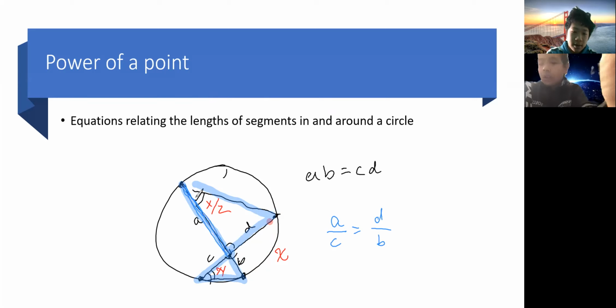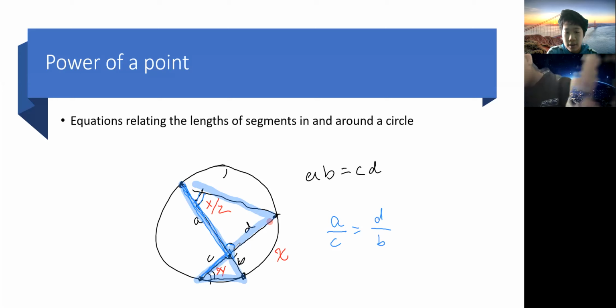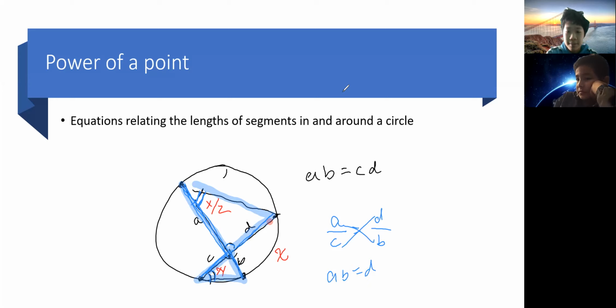A is the side of the big triangle that's between these two angles we call congruent. C is also that angle. D is the one that's opposite this angle. B is the one that's opposite this angle. So basically, if A over C equals D over B, then if we cross multiply, we have AB equals CD, and that's our power of a point formula.